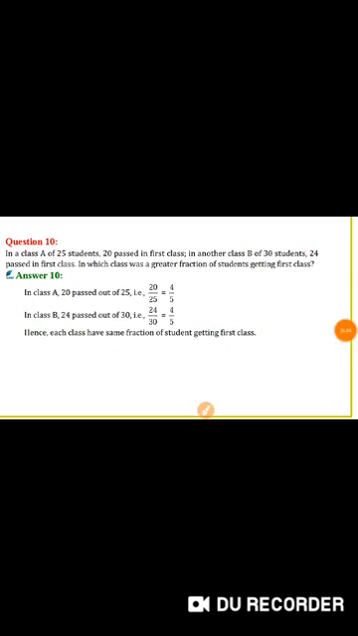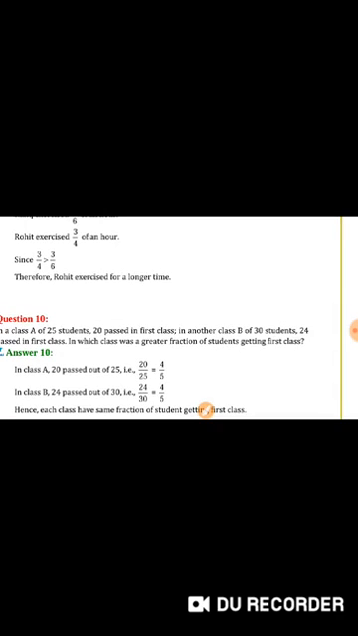So simplify first. 20 and 25 have 5 as a common factor. 5 4s are 20, 5 5s are 25. Here 6 is a common factor of 24 and 30. 6 4s are 24, 6 5s are 30. So both give the same fraction, 4 by 5. Hence each class has the same fraction of students getting first class. So this is all about equivalent fractions. We can continue with the next exercise. Thank you.